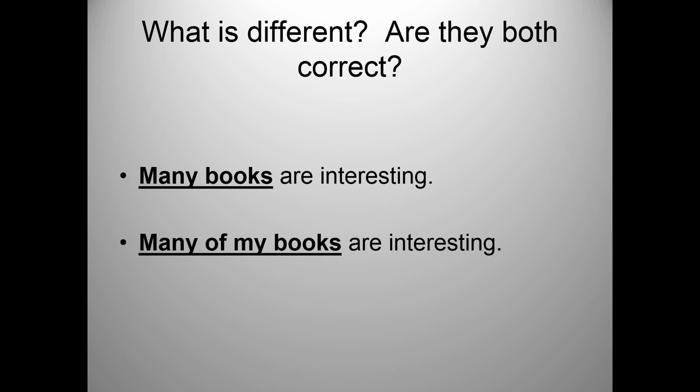Look at these two sentences. Are they both correct? Many books are interesting. Many of my books are interesting. Here, both sentences are correct. With the word many, sometimes we don't have of, but sometimes we do have the word of.